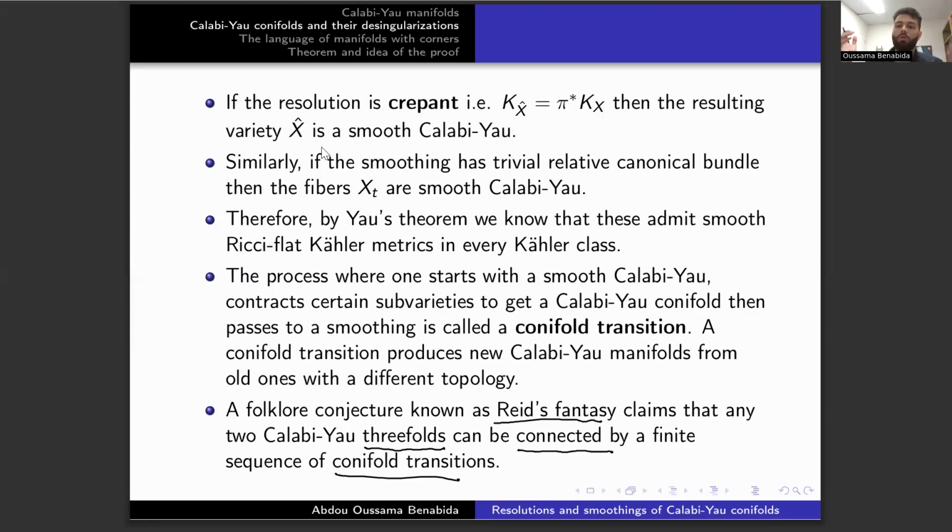So we take any two Calabi-Yau threefolds, we contract some subvarieties to get a conical Calabi-Yau, we smooth, and then we contract some other subvarieties, we smooth, and we do a finite sequence of these two, and we're changing the topology at every step. And this conjecture says basically that any two Calabi-Yau manifolds can be connected by such transitions.